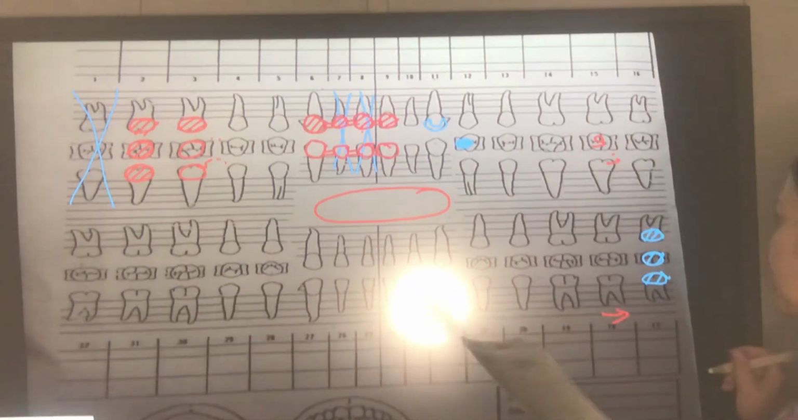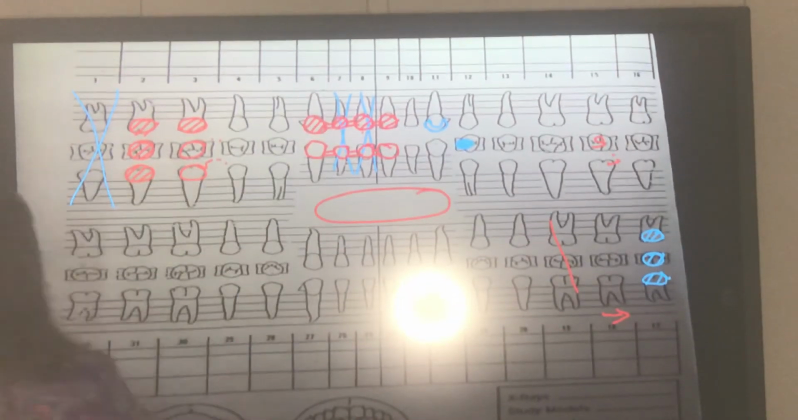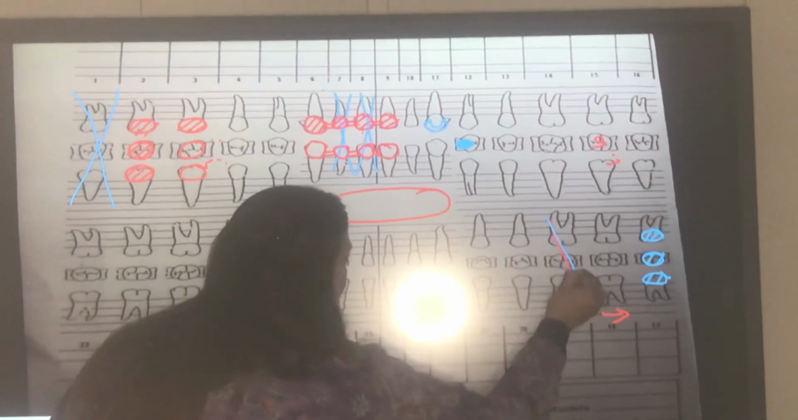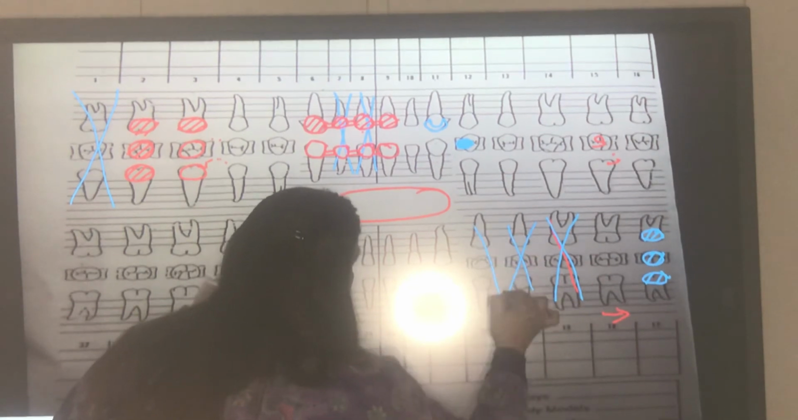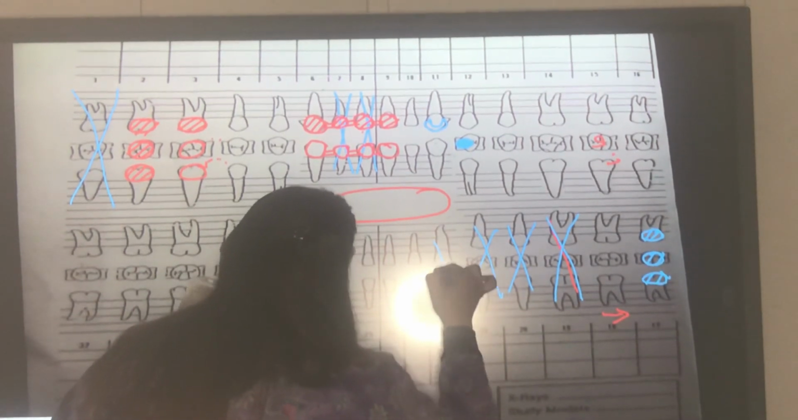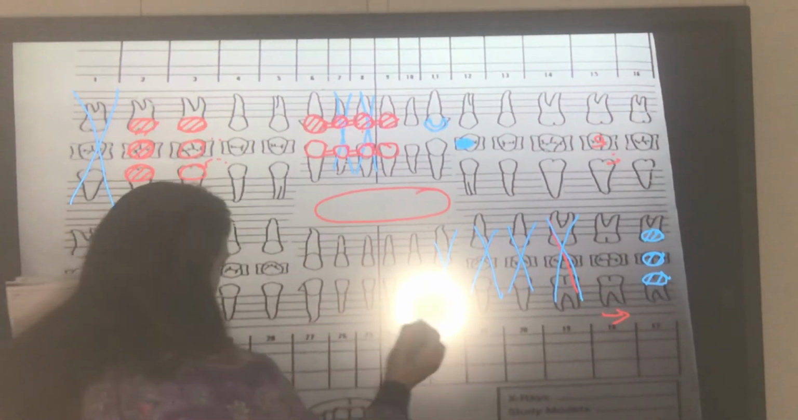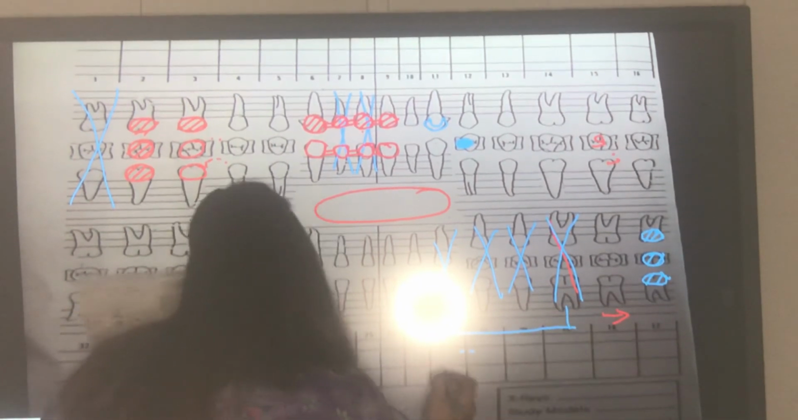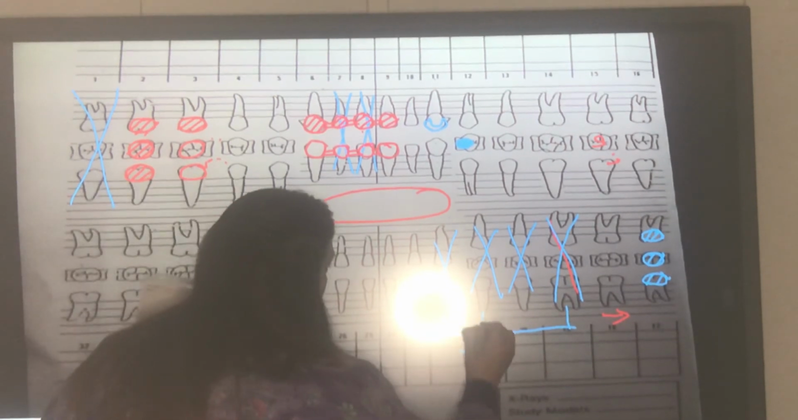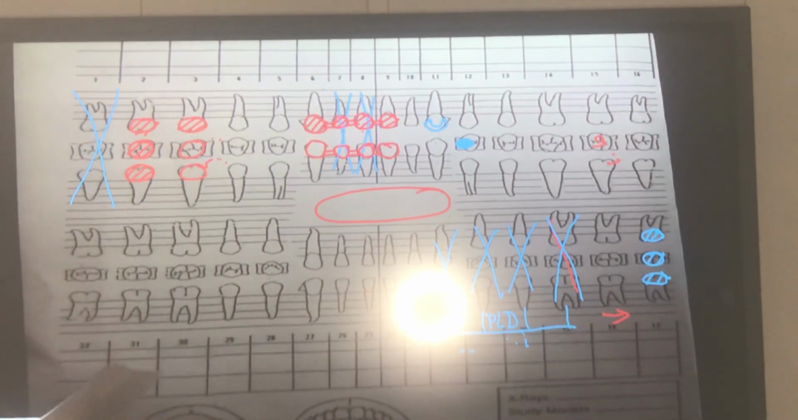Number 19 through 22 are missing. Oops. Ignore that. Blue. Blue. Blue. And blue. And they are replaced with a denture or a partial denture. So you're going to draw down here, all the way down here. The partial denture already exists. And it's a PLD, partial lower denture, okay?